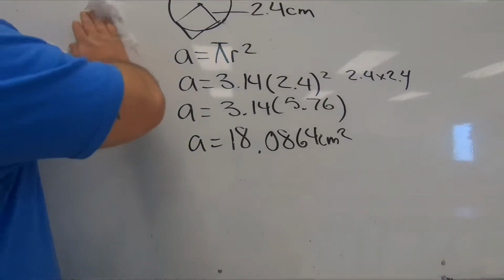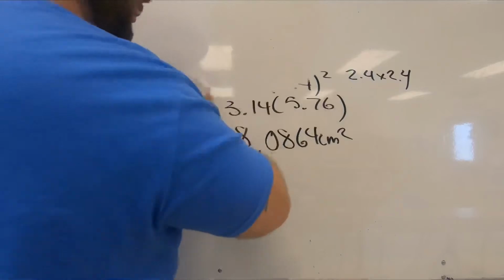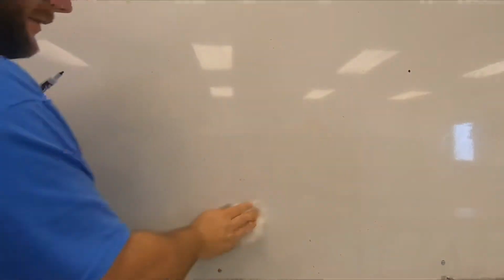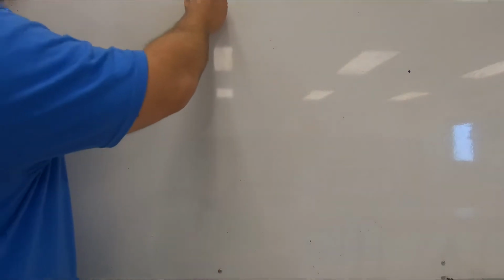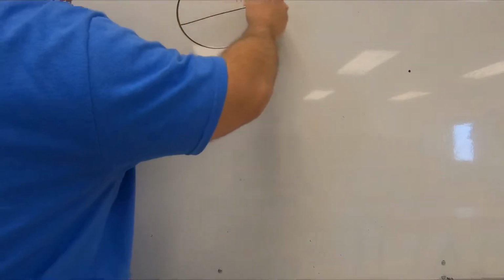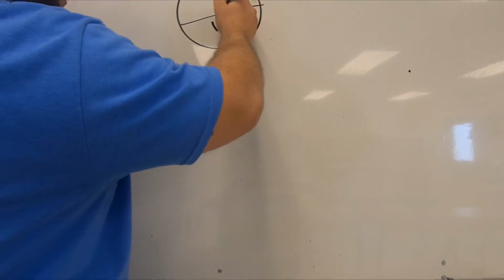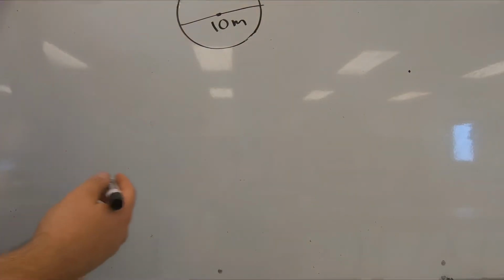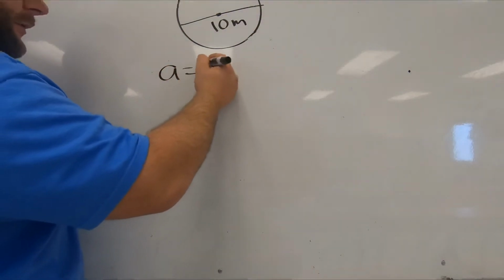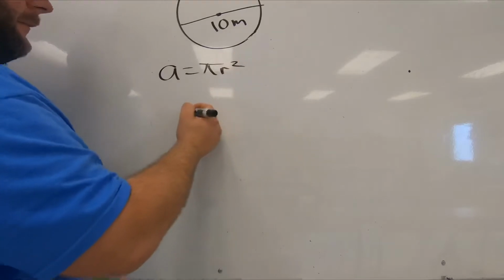Now, the last thing I want to go through today is, what do you do if you don't have the radius? Because you're going to see some of these questions. So let's say we have a circle, but this time we have the diameter of 10 meters. Some of you already know the answer to this, but... So, again, let's go ahead with our formula. Area equals pi radius squared.